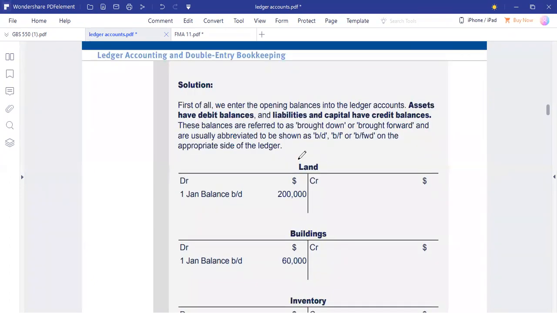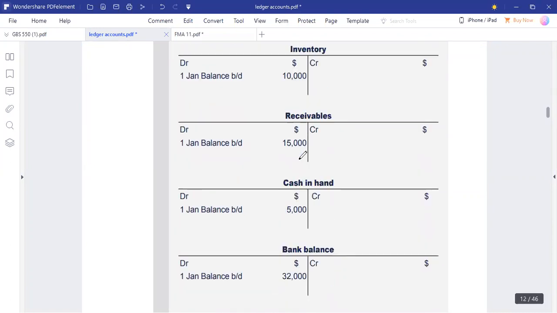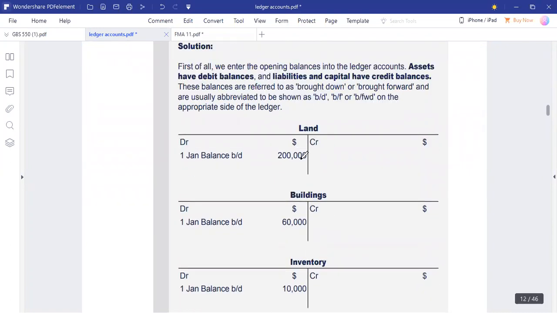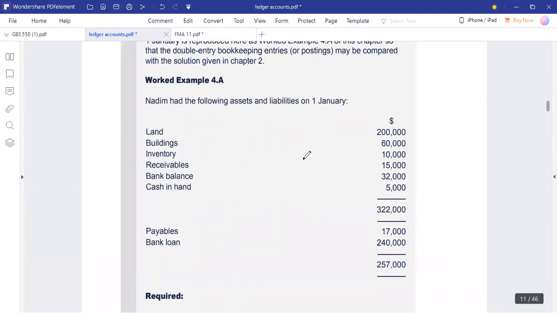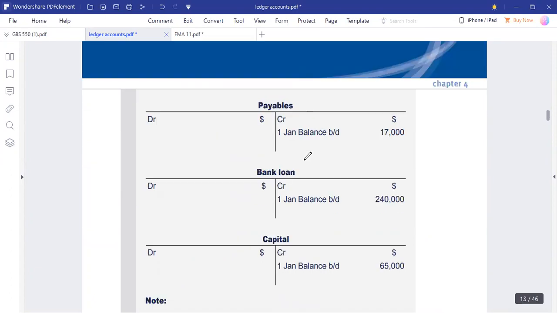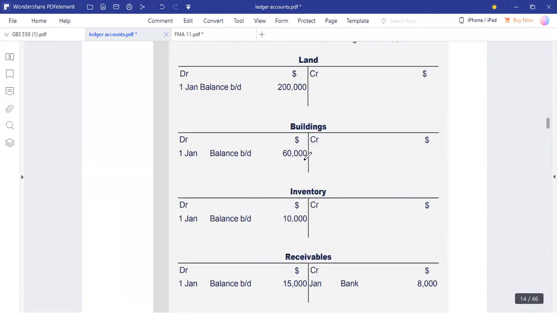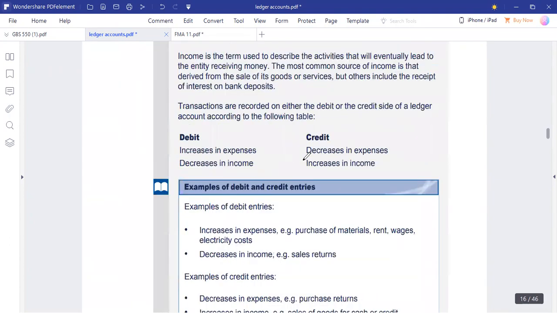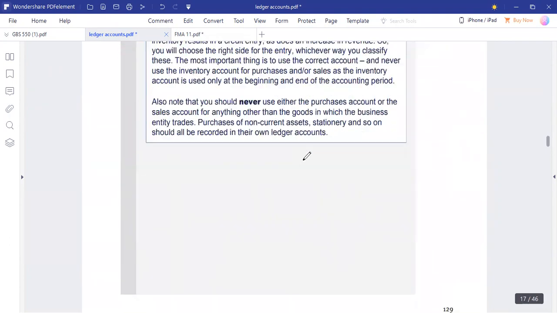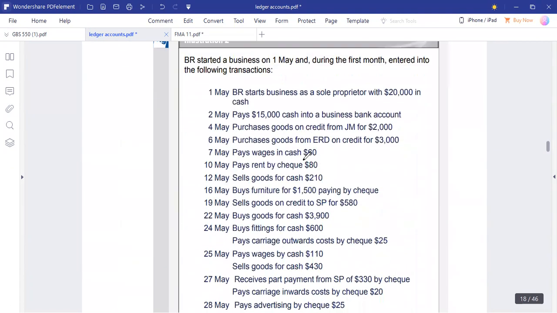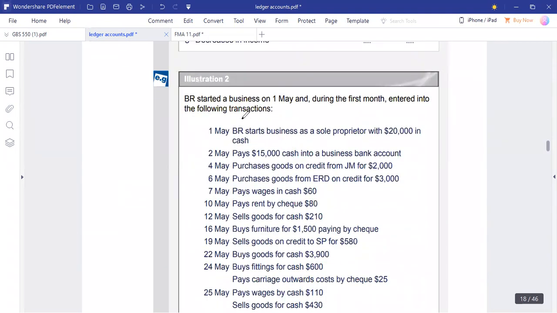So for instance, we're going to look at assets that are debitable. Now, if we're going to deal with an example, we're going to look at one of the following transactions. We're going to look at illustration 2. So we're told that BR started a business with 20,000. So there are going to be 2 transactions that we're going to open using this very statement.